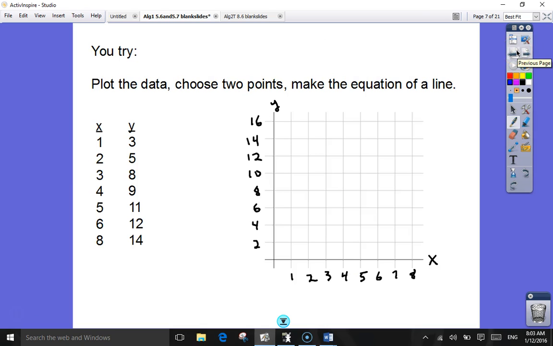So try to plot those points first. Make a graph the best you can, and then draw a line through the points. The best straight line you can.